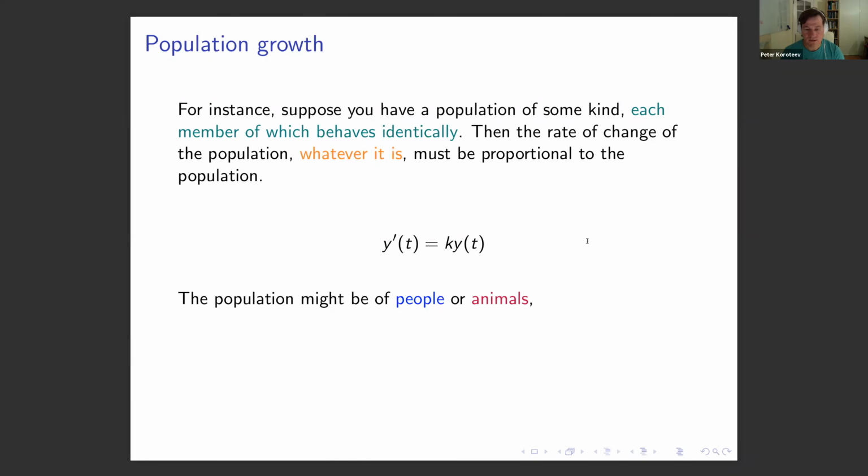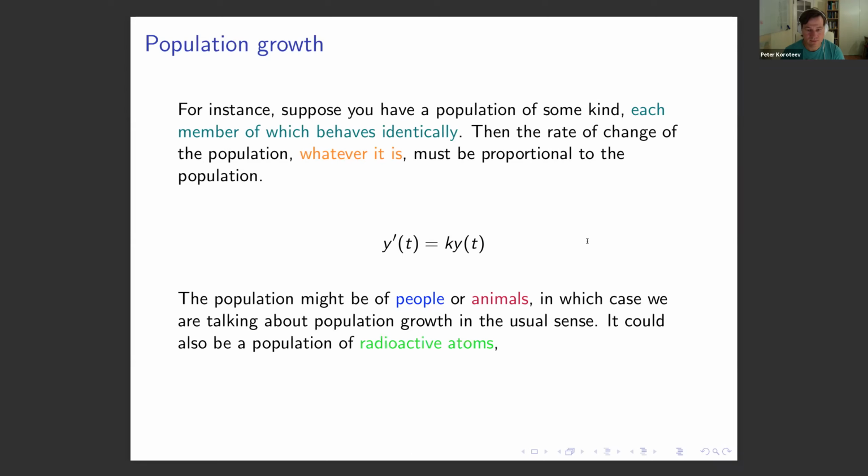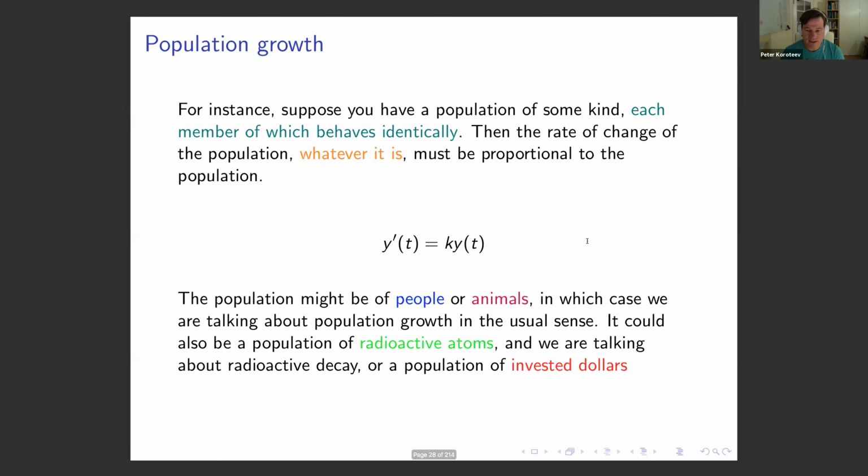And again, it can be anything, people or animals, in which case we are talking about the population growth in the usual sense. Growth or decline, that will depend on the sign of the constant k. But then we can apply the same equation to physics, to the population or concentration of radioactive atoms, if we're talking about radioactive decay, or to invested dollars in your bank account. And then we're talking about interest.